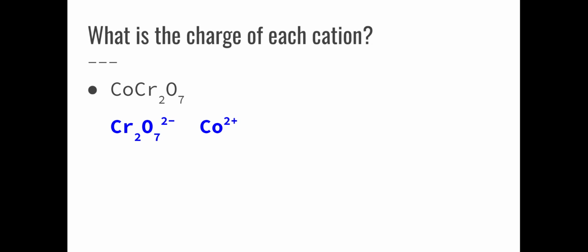Stare at the answers here on the screen. Cr2O7 dichromate is a polyatomic anion with a 2 minus charge that we found on the reference table. After we found it, we could figure out that the cobalt must cancel that 2 minus charge with its own 2 plus charge, so that the 2 minus added to the 2 plus add up to 0.